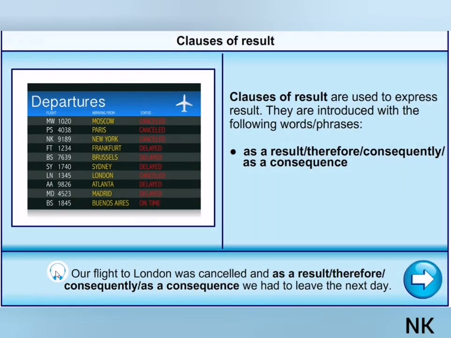Our flight to London was cancelled, and as a result, we had to leave the next day. Our flight to London was cancelled, and therefore we had to leave the next day. Our flight to London was cancelled, and consequently, we had to leave the next day. Our flight to London was cancelled, and as a consequence, we had to leave the next day.